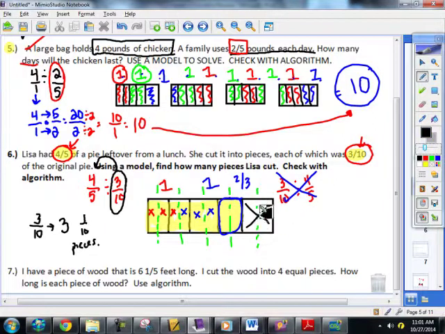That pie was eaten, so that's not there. So how many total groups of that do you have? You had 1, 2, and 2/3. Okay, now let's check with the algorithm.